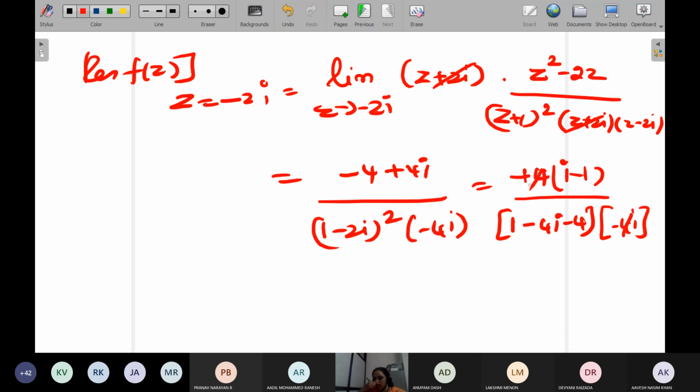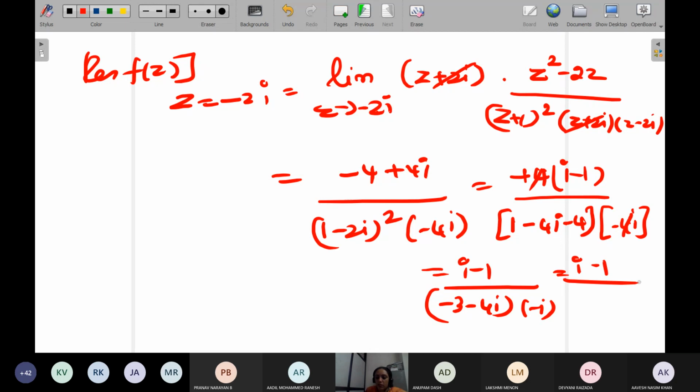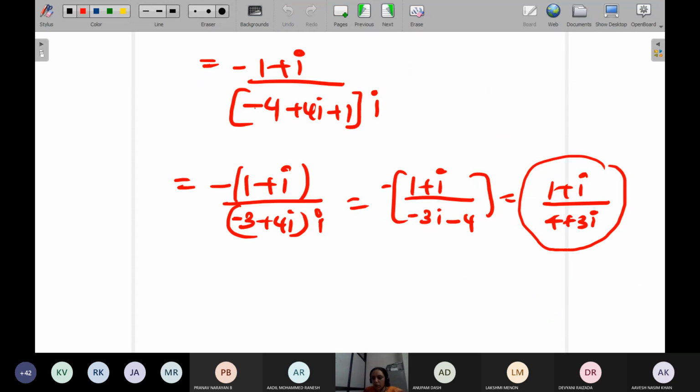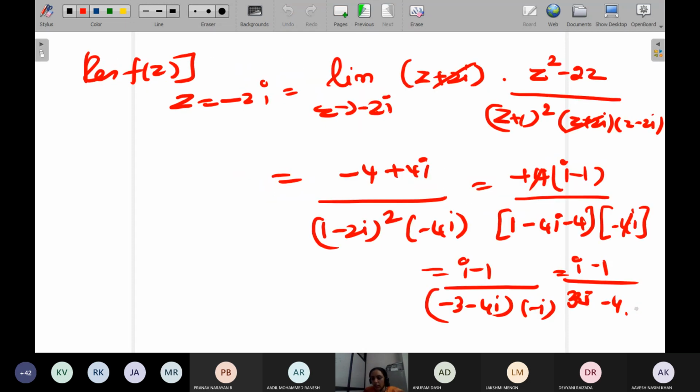Into minus 4i you have. So 4 and 4 will be getting cancelled. So you'll get i minus 1 divided by minus 3 minus 4i into minus i. So multiply that. When you multiply by minus i, this will become plus 3i, and here minus of minus will become plus, i square will give you minus 1, so you'll get minus 4. So I plus 1 by 4 plus 3i, here we are getting 1 minus i by 3i minus 4.